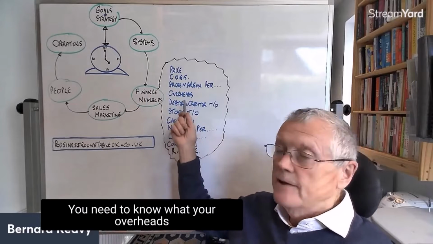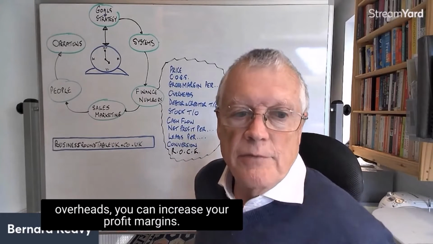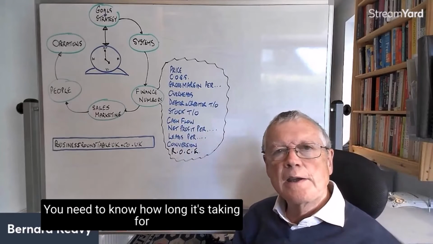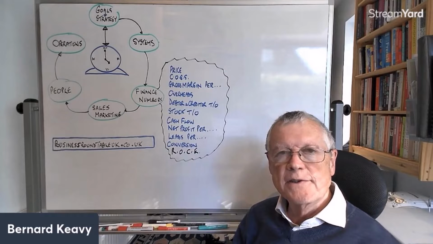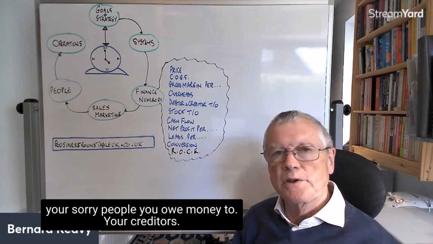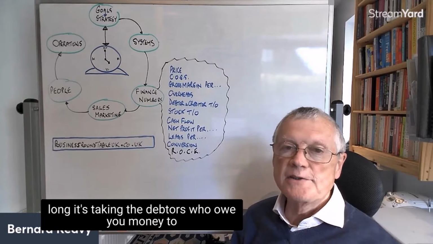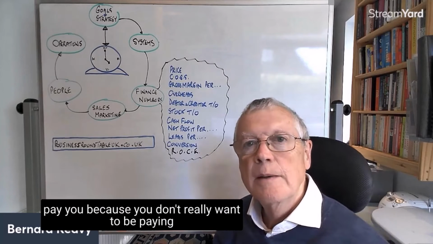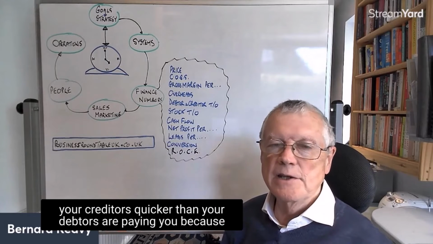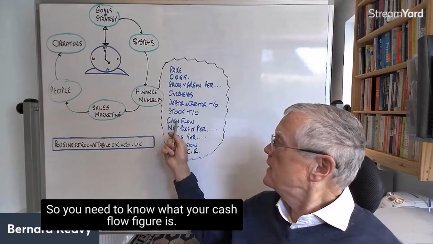You need to know what your overheads are, because if you can control your overheads, you can increase your profit margins. You need to know how long it's taking for people who owe you money, your debtors, and how long it's taking you to pay people you owe money to, your creditors, compared to how long it's taking the debtors to pay you. Because you don't really want to be paying your creditors quicker than your debtors are paying you, because that's where you get cash flow issues. So you need to know what your cash flow figure is.